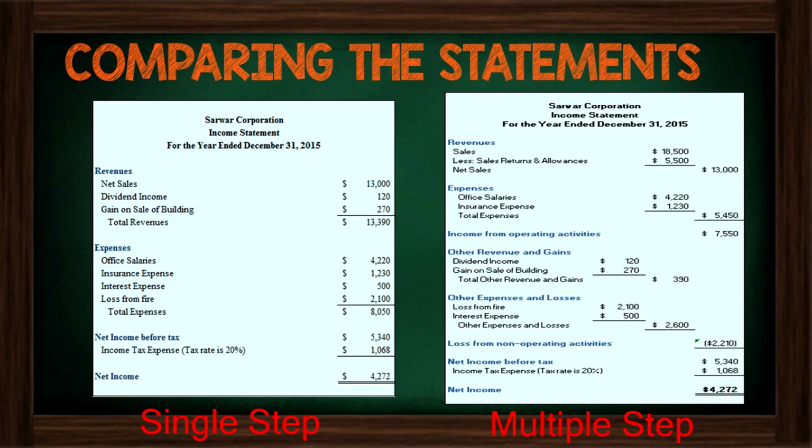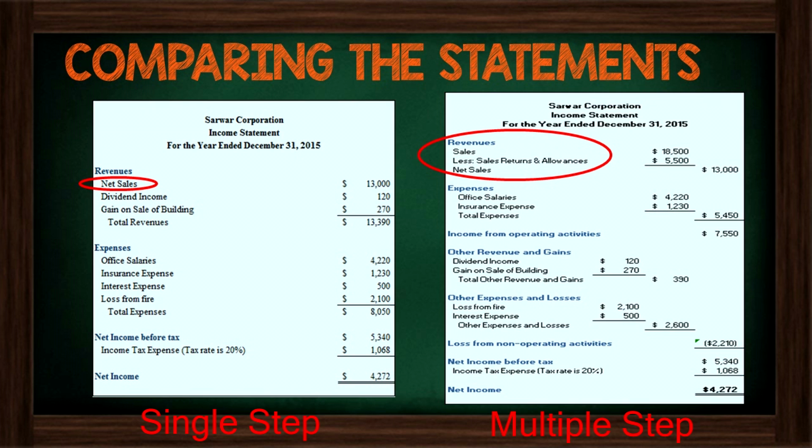Notice how on single step, we don't show the calculation for net sales because single step is a more basic method to prepare the income statement where you don't show details, whereas the multiple step is more detailed. Therefore, it shows the calculation of net sales and includes accounts such as sales and sales returns and allowances, right? So that's one little difference between the two statements here.